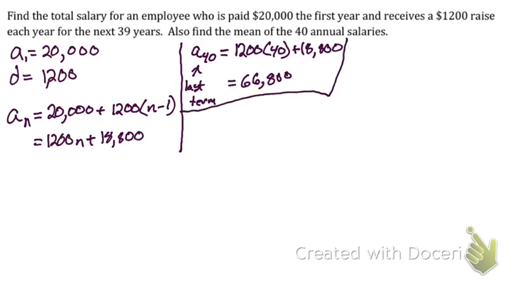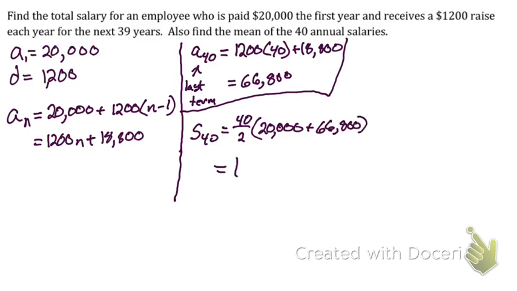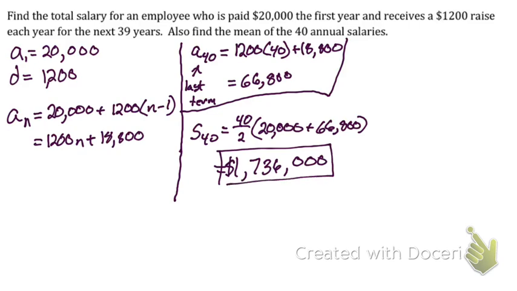We now need to come up with the sum from first year to last year of how much they actually made. Well, that summation formula is just the sum of those 40 salaries is going to equal the number of terms we have, so that's 40 divided by 2, times the first year's salary, which is 20,000, plus the last year's salary, which is 66,800. And we are going to come up with $1,736,000. So that's how much that person made over that 40 years they worked there.